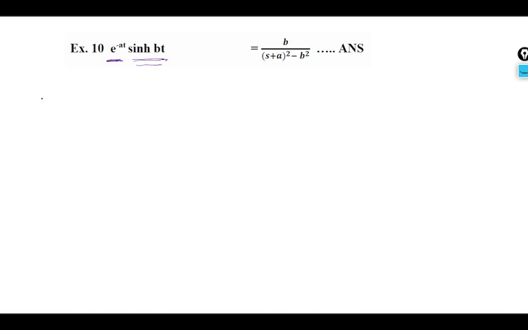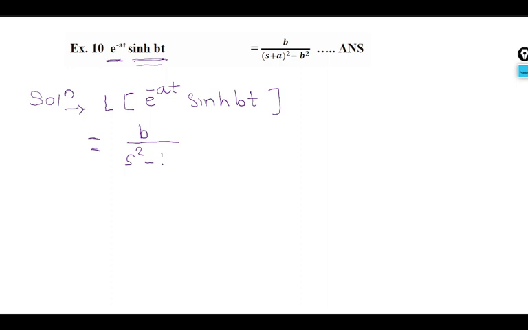Okay. So in a solution, there are multiple ways to solve this example. The first way, yes, I will say like this. We want actually the Laplace of e raised to minus at into sine hyperbolic bt. So what I'm going to do, I will ignore the exponential function and try to get the Laplace of the remaining part. What is the Laplace of sine hyperbolic bt? Laplace of sine hyperbolic bt is b upon s square minus b square.